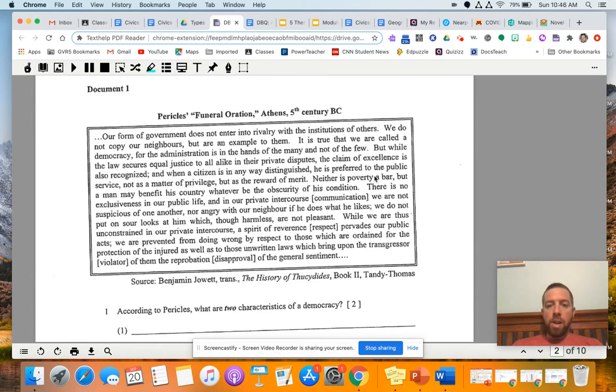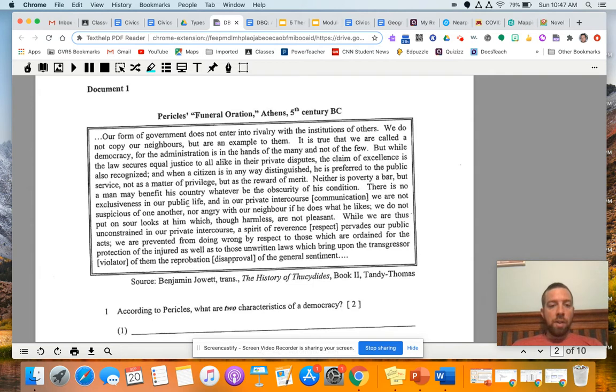"Neither is poverty a bar, but a man may benefit his country whatever the obscurity of his condition." Another key characteristic here, that next sentence: neither is poverty a bar. I'm highlighting things here. So no matter how rich or poor you are, that should not stop you from being able to serve in government. That should not stop you from being able to benefit your country. Rich or poor, you should have a say in what your government looks like.